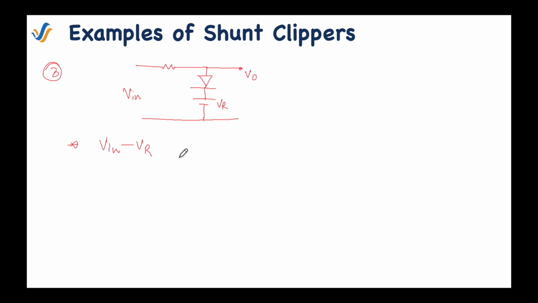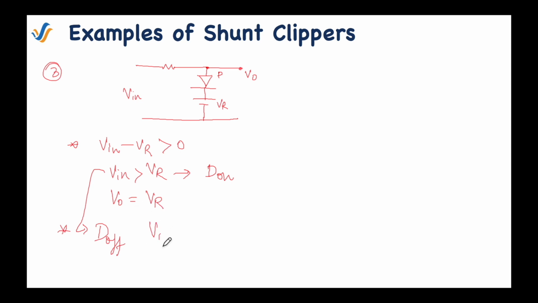So diode will be on when Vin minus VR is positive because this side is P side of the diode. When diode is on, this diode will become short circuit. So output will be constant at VR. And diode will be off in the exact reverse condition, V in less than VR. When diode is off, then V output will follow the input. So what is the comparison axis? Comparison axis is VR.